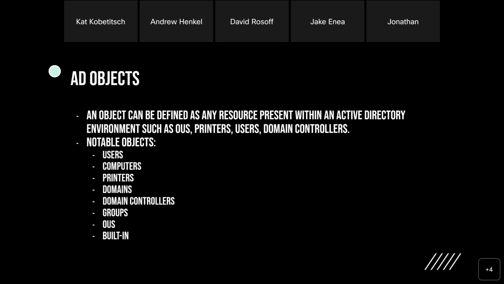Then we also have Active Directory objects. At the simplest level, objects are basically any resource that's present within the Active Directory environment. So, like users, computers, printers, servers, all of that good stuff. You also have something called organizational units or OUs. And these are ways of kind of grouping together different objects.